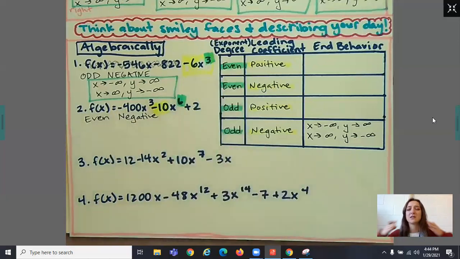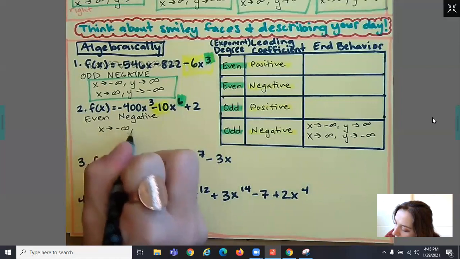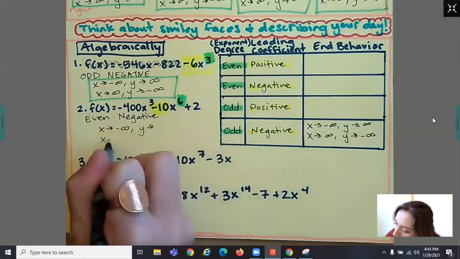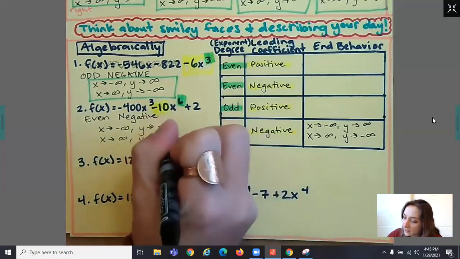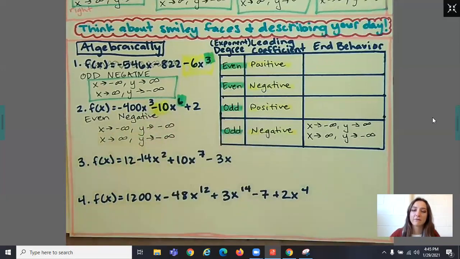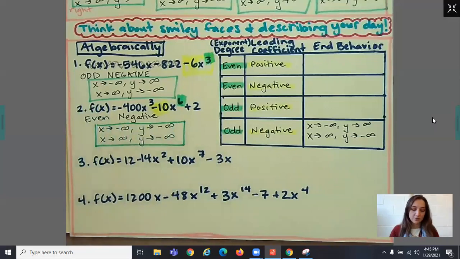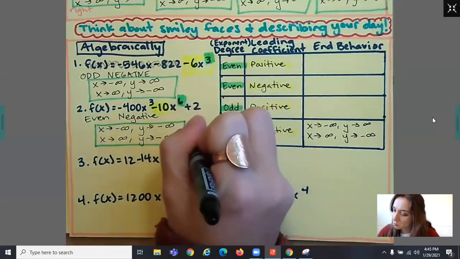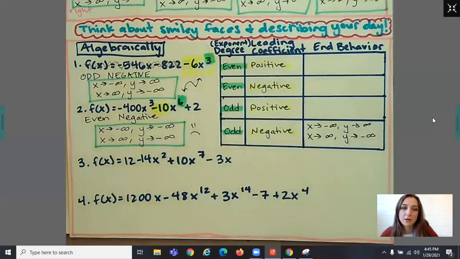The frowny face is even, but they're both going down. So we're going to have both sides pointing down towards negative infinity, aka thinking about that frowny face. So both sides are pointing down, both going down towards negative infinity. And we'll draw a little frowny face on here just because we can. Sad. And this was describing your day, by the way.